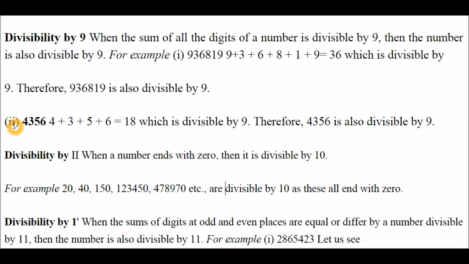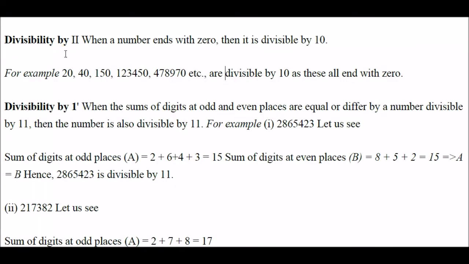Coming to the second example, 4,356 is the given number. How many digits are there? 4 digits. So the sum of digits is 4 plus 3 plus 5 plus 6, that is equal to 18. 18 is divisible by 9. 2 9s are 18. So the sum of the digits is divisible by 9. Then automatically the given number 4,356 is also divisible by 9.